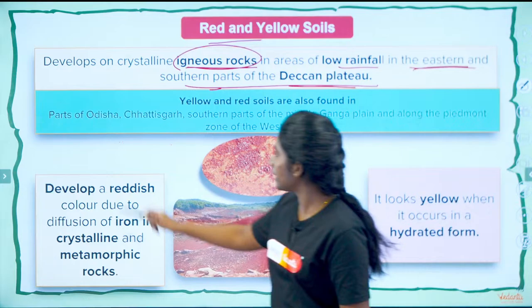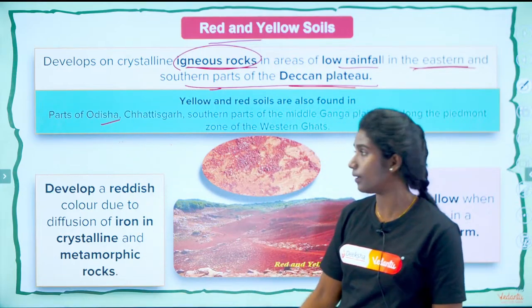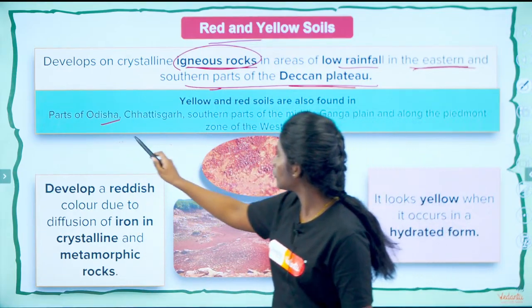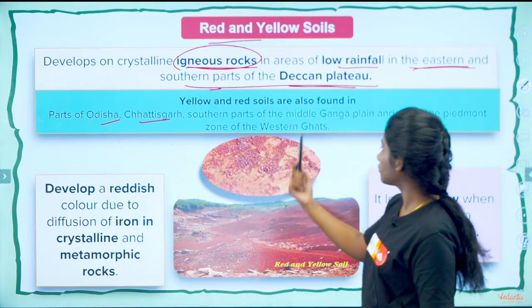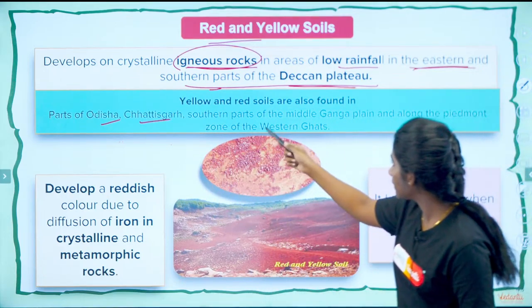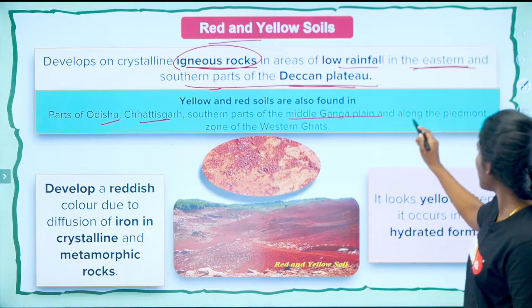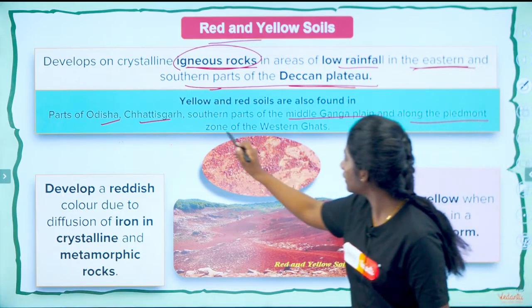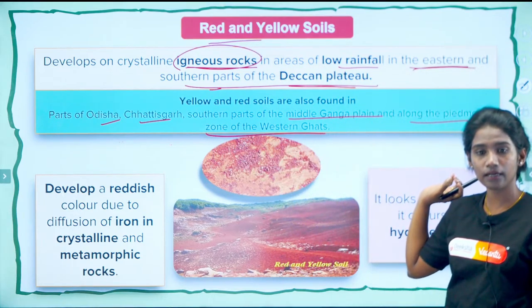Okay, so it is seen in Odisha. You get to see this red and yellow soil in Odisha, Chhattisgarh, and also in southern parts of the Middle Ganga Plain and also along the pediment zone of the Western Ghats.